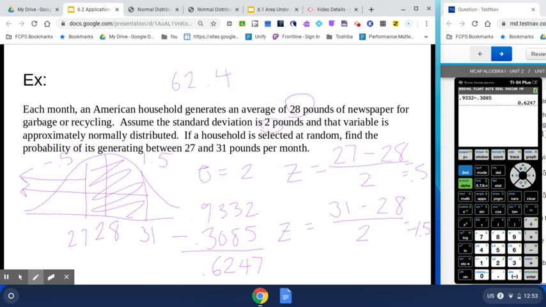So 62.47% represents the probability that a household is going to generate between 27 and 31 pounds per month.